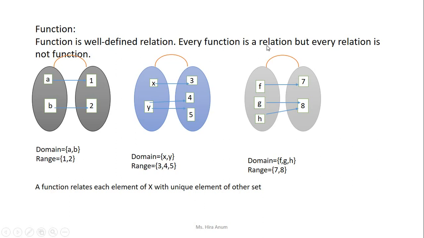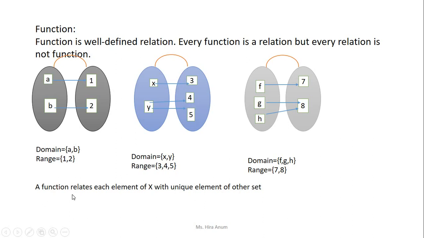Every function is a relation, but every relation is not a function, because relation is a superset and function is the subset. Every function is a relation, but every relation is not a function. Similarly, here we have a domain A and B and range 1 and 2. Here we have a domain X and Y and range 3, 4 and 5.